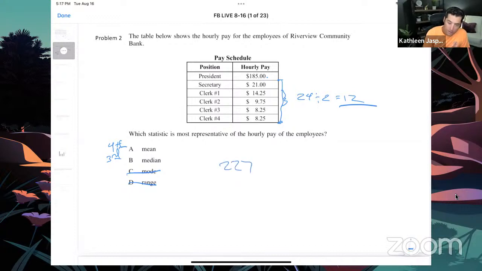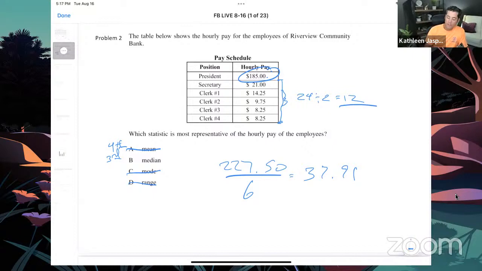Just knowing that that number is so high, there's no way the mean is gonna happen. But if you add it all up, it's 227.50, and then you have 6 values, and it's going to be 37.91. So is 37.91 a representation? No, absolutely not. And because this outlier is here, that's going to get rid of mean right away.